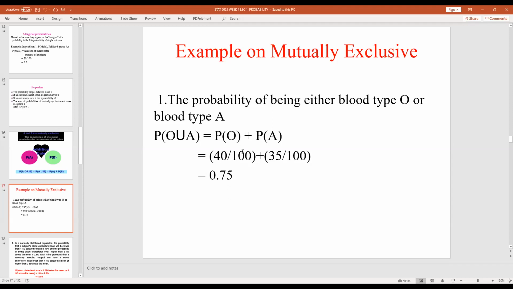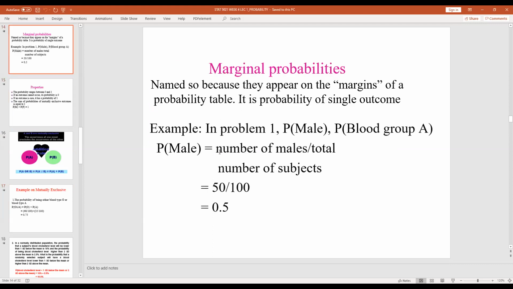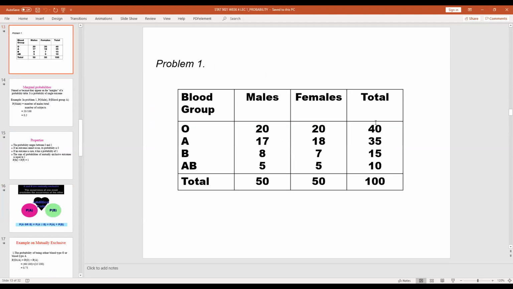Okay, so this guy here is the probability of a blood type O. Now that means if you go back to the table, how many people do you have? That's going to be 40 in the blood type O, divided by 100, and that's going to be the probability of a blood type O, which is 40 divided by 100.